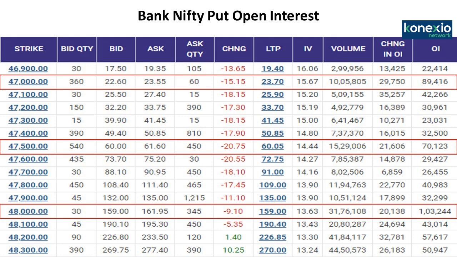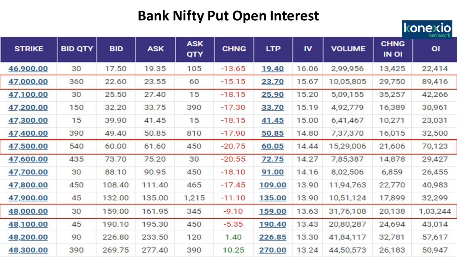On immediate basis, 48,000 could act as an immediate support. If it breaks, then there are chances that Bank Nifty might drift down to the levels of 47,500. And if it closes below 47,500, then it might slip down to the levels of 47,000 in the coming trading sessions.